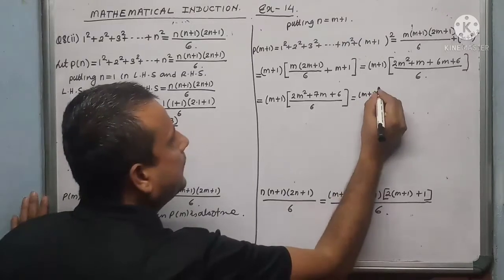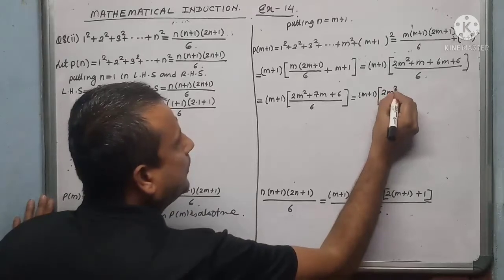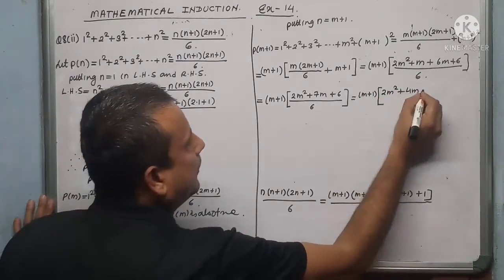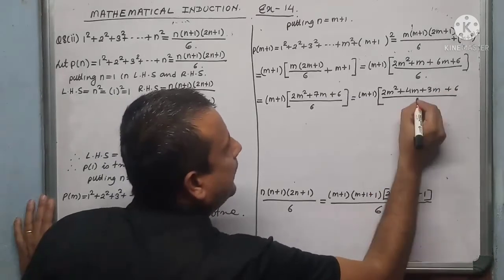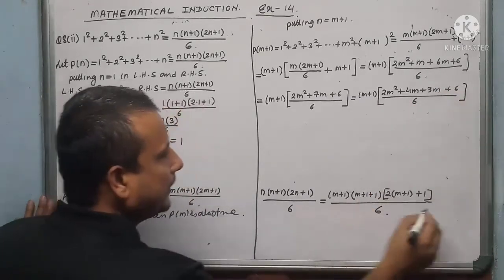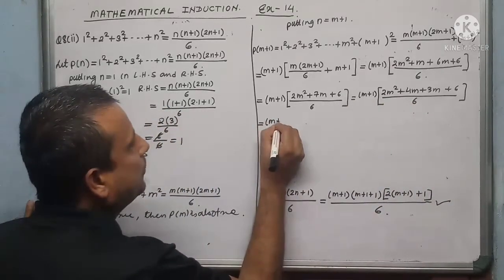What will be the factor? 6: 2 times 6 is 12, 4 times 3 is 12. So 2m square plus 4m plus 3m plus 6, whole divided by 6. I'll try to manage this quantity over here. Then it is m plus 1.